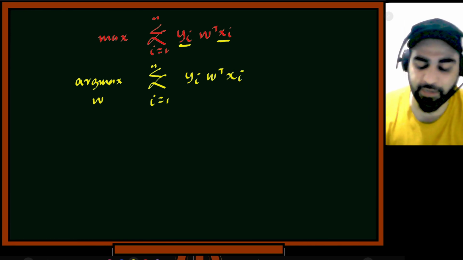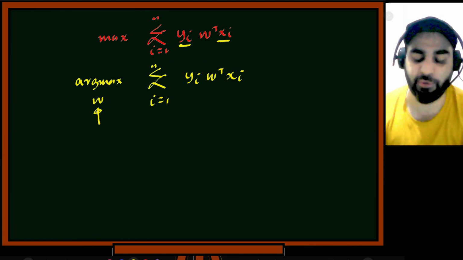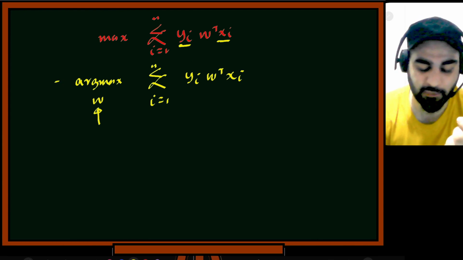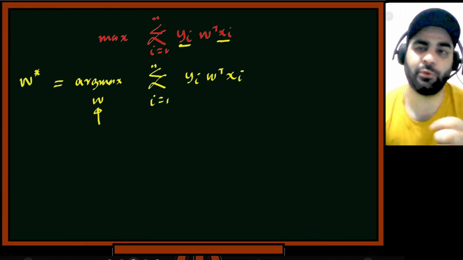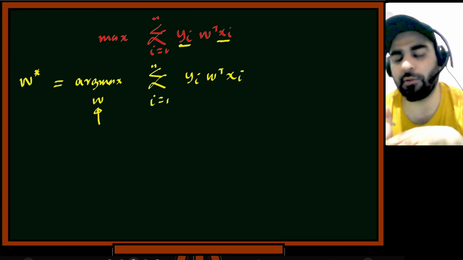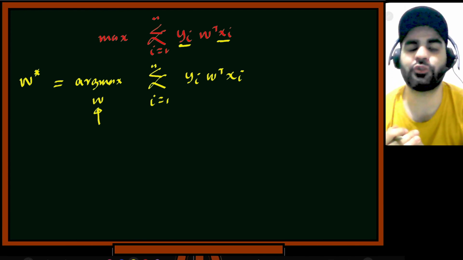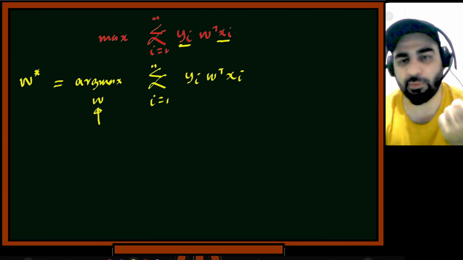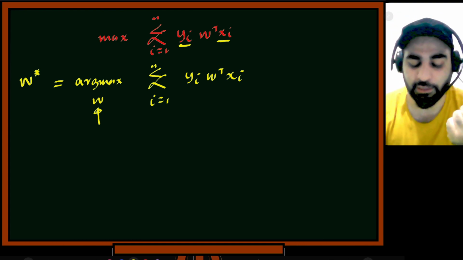So you should maximize this equation for such a w. That means you should find such a w which maximizes this equation. Okay, and we call it w star, the optimal w. That means we have a hyperplane for which classification accuracy should be high. That is, it should classify most of the points accurately. And how to do that? You have to maximize this equation.